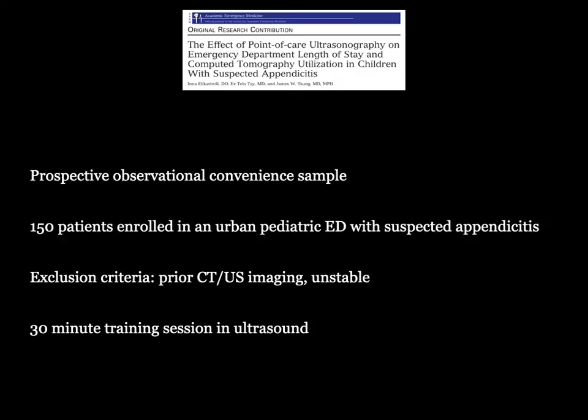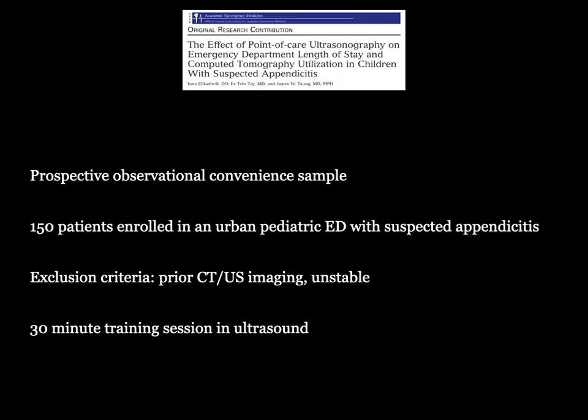A prospective observational convenience sample looking at 150 pediatric patients who were enrolled in an urban emergency department with suspected appendicitis. The exclusion criteria included any patient who walked into the ED who had already had the diagnosis made, either by ultrasound or CT that they brought with them, and patients who were unstable and thus not enrollable.